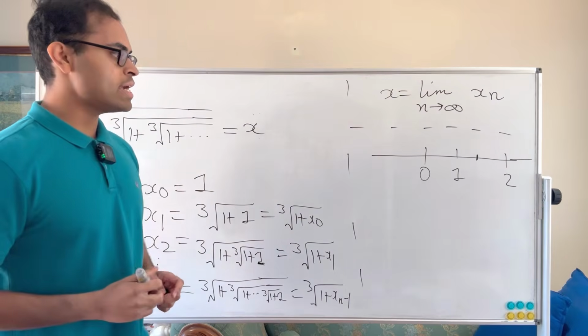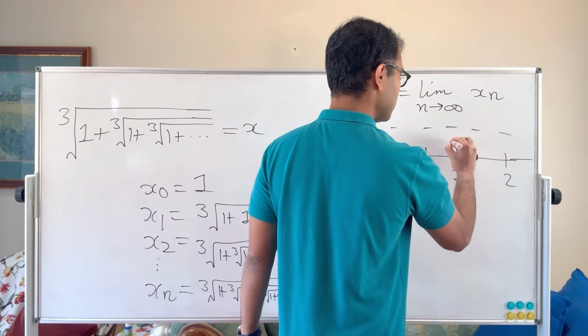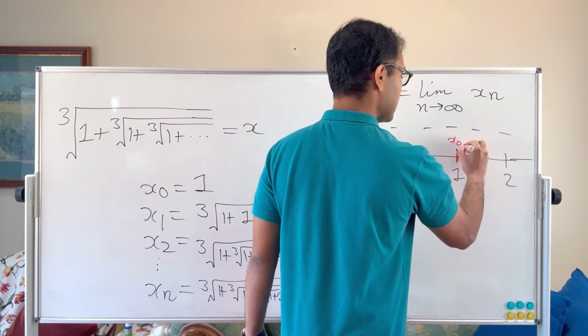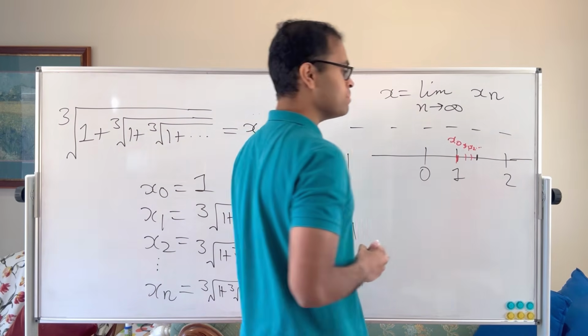I'm just explaining to you what the idea is. What happens is our x naught starts at 1, and so we have our x naught, and our x1 gets closer, our x2 gets closer, and we're going to actually show that it just keeps getting bigger and bigger.